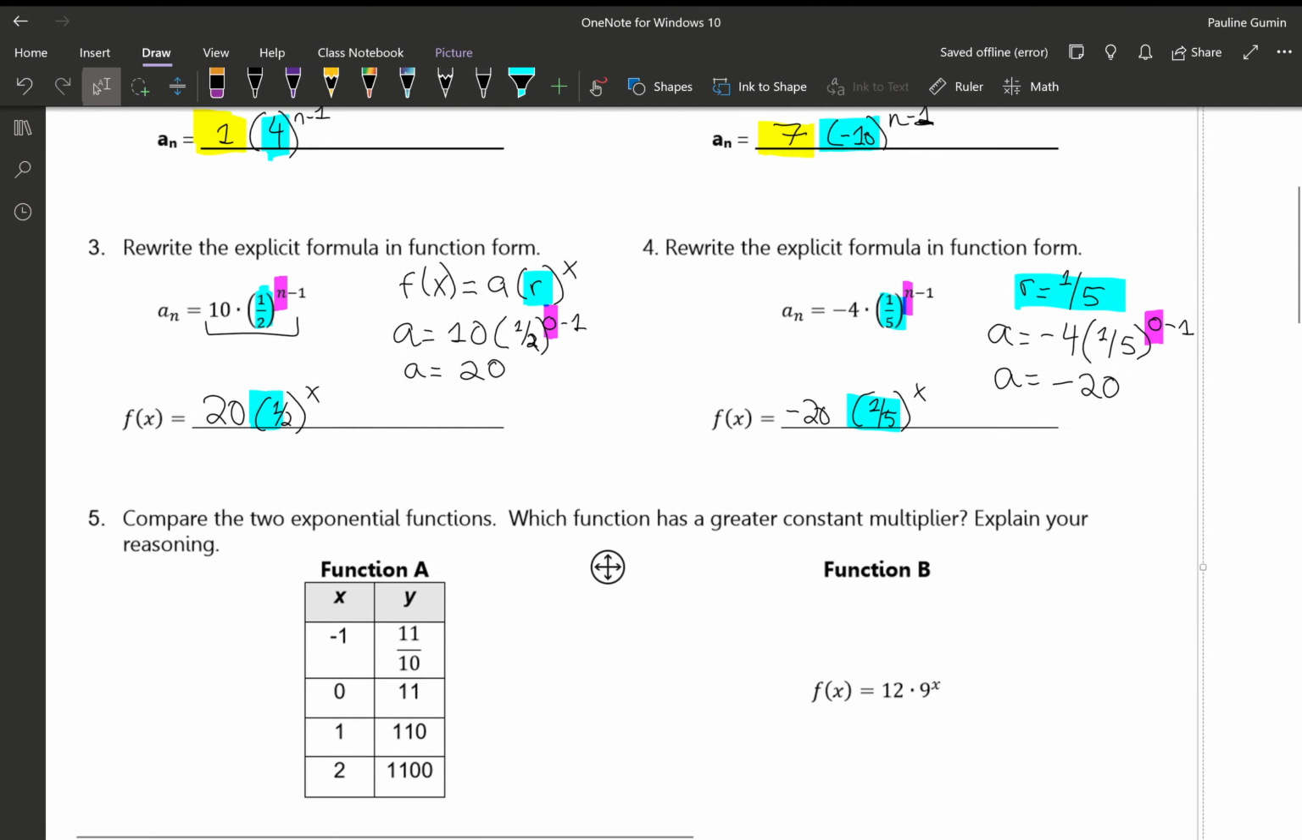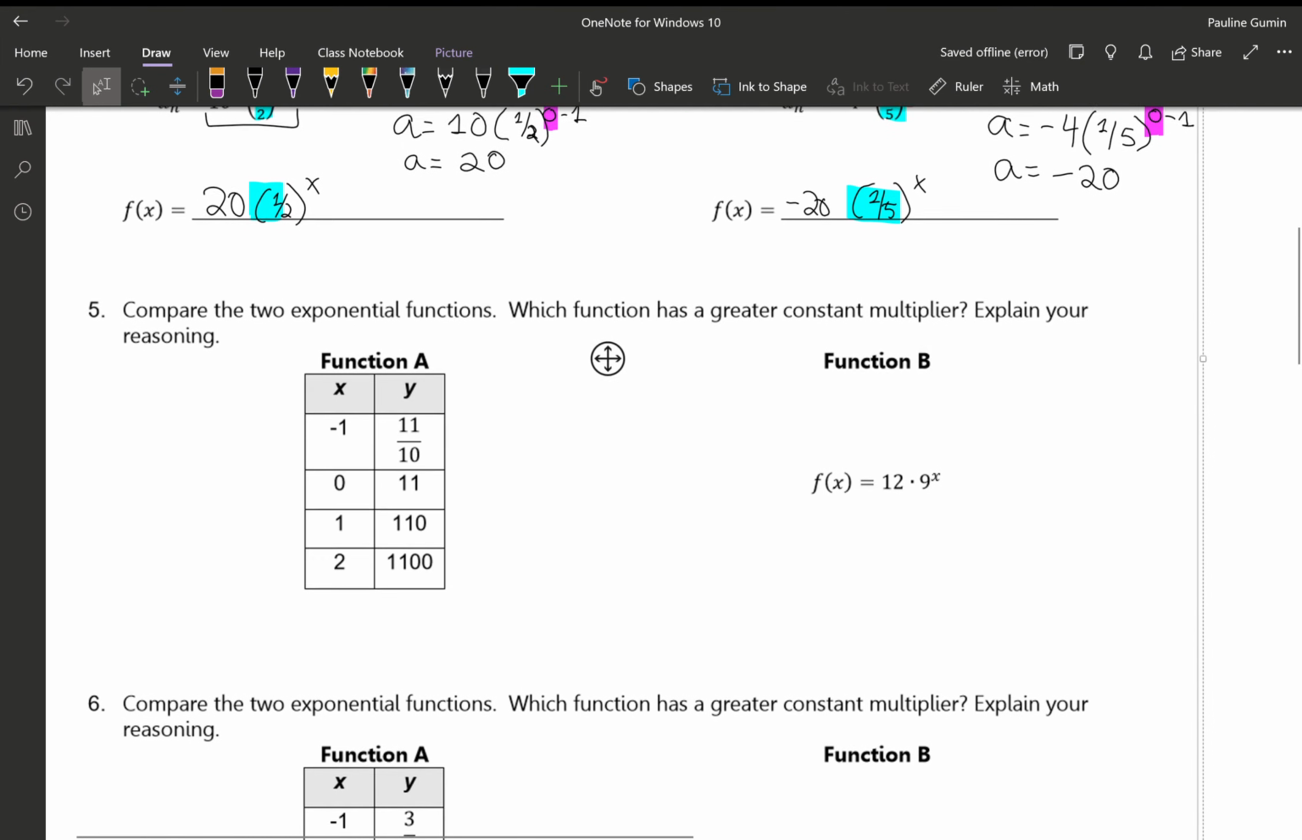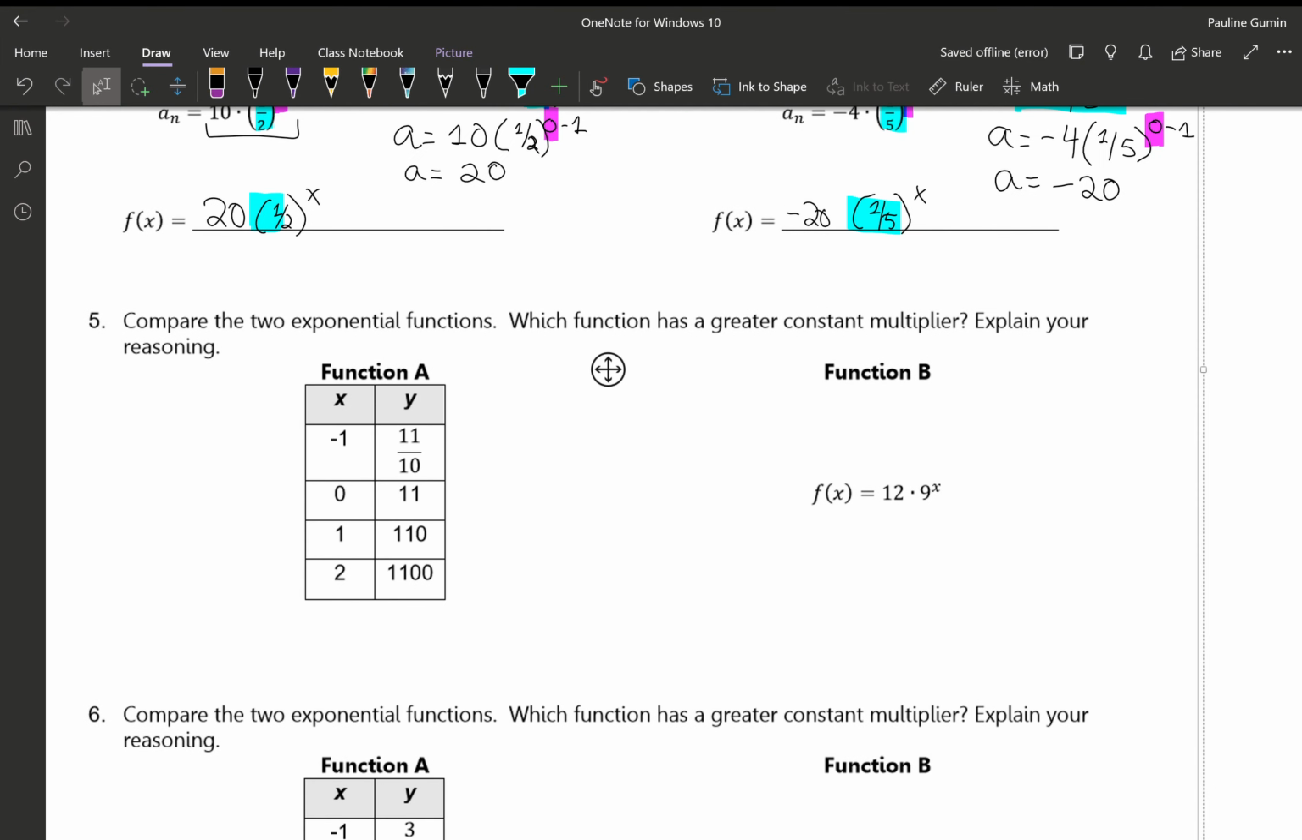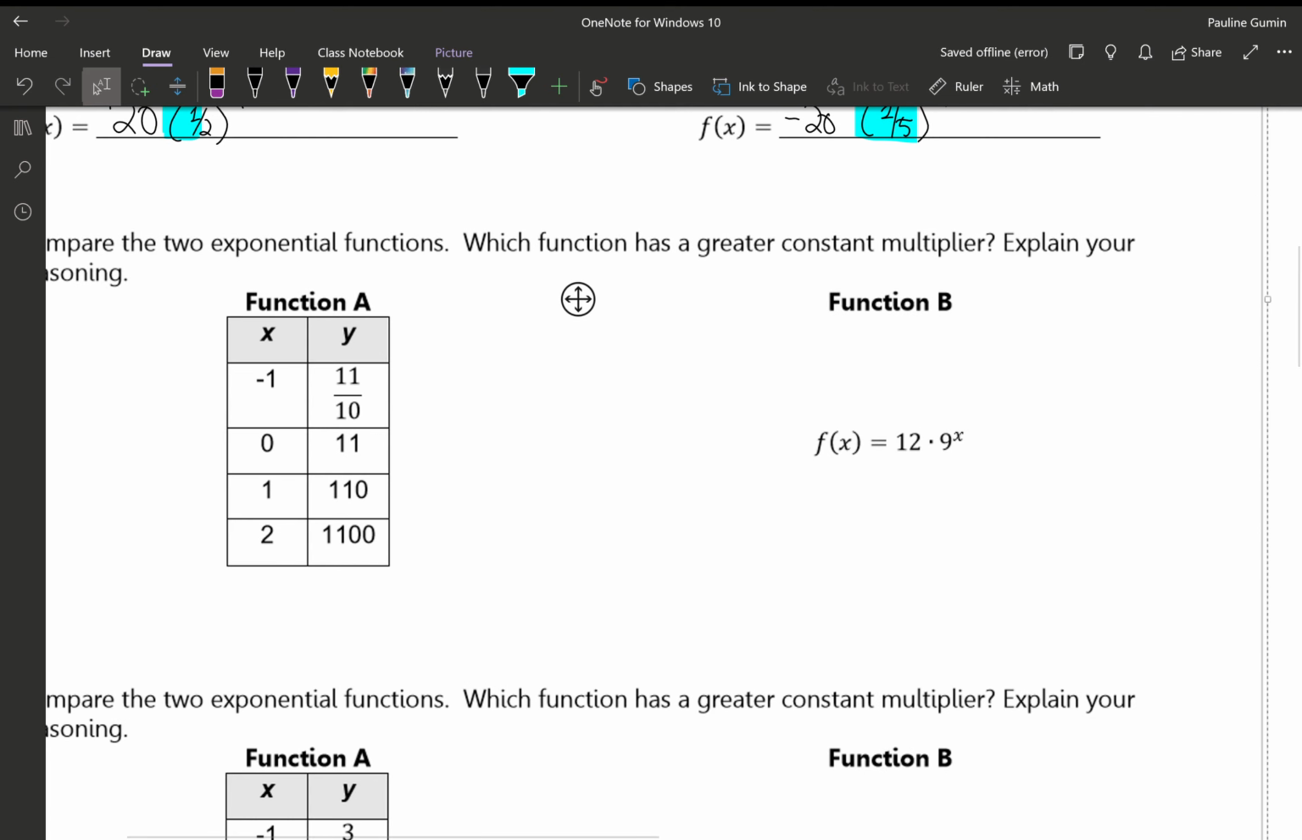Okay, number 5 and 6, we are comparing two exponential functions in different forms. One is a table, the other one's a formula. We want to see which one has the greatest constant multiplier. Now, our constant multiplier is the number we keep constantly multiplying, which is going to be our ratio. So the easiest one to see is function B. The ratio is 9.